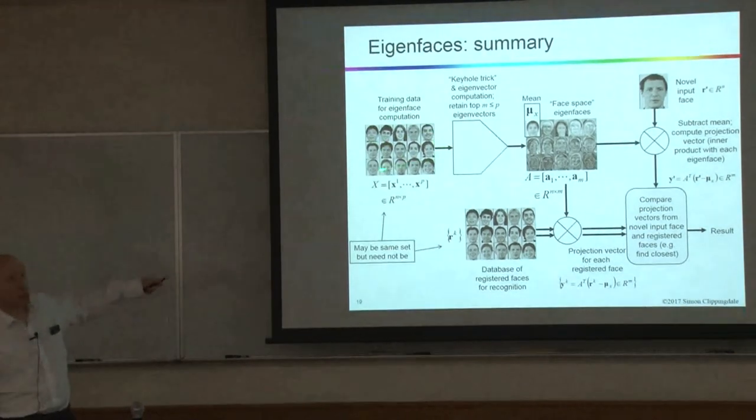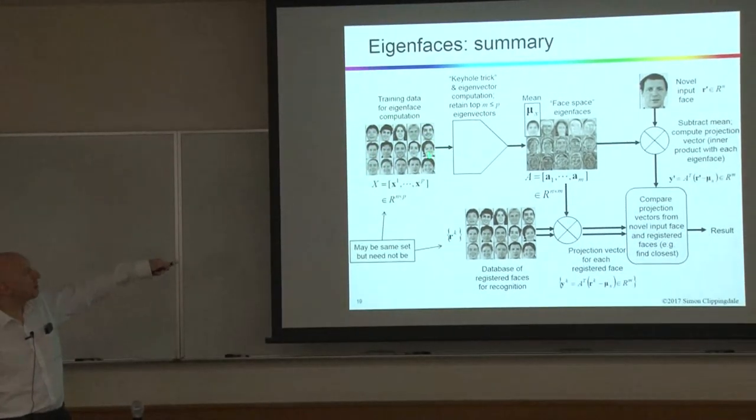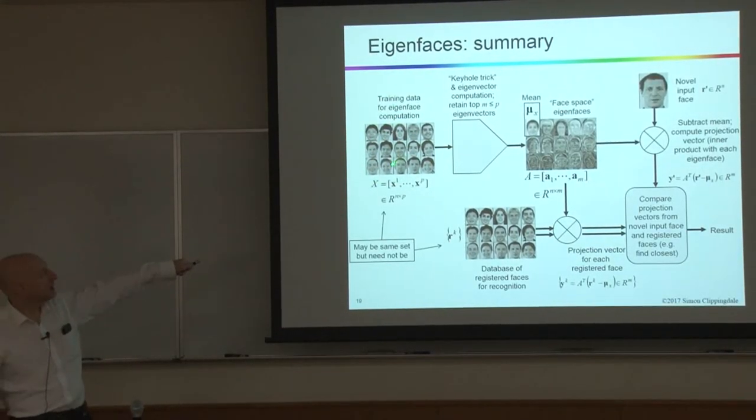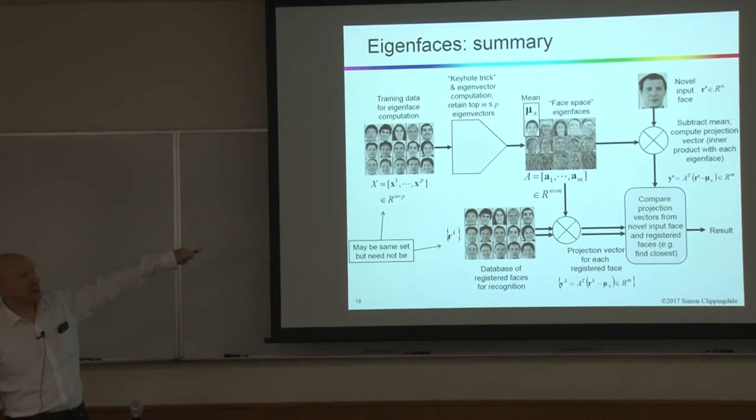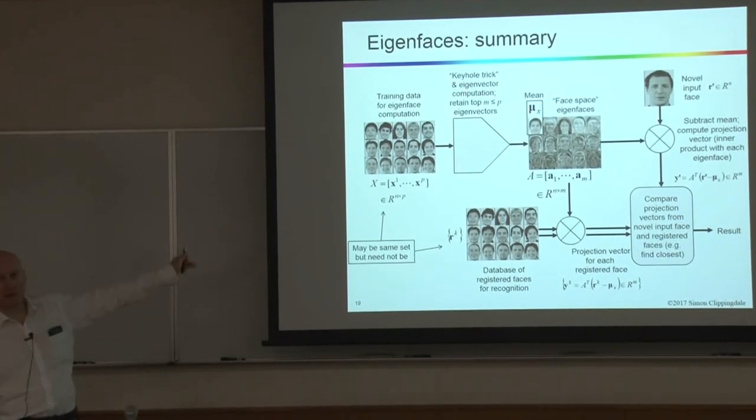First thing you need to do is build your database, build your eigenspace, from this training data here. Do the keyhole trick if necessary. Actually, there are computationally better ways of doing it, but compute your mean and the top M eigenfaces, eigenvectors.